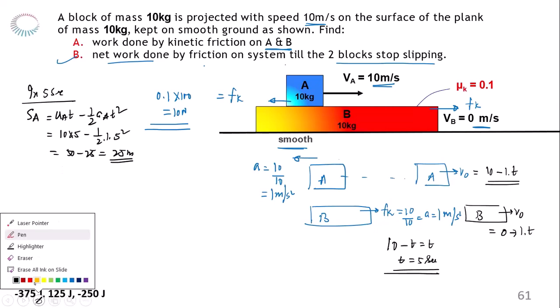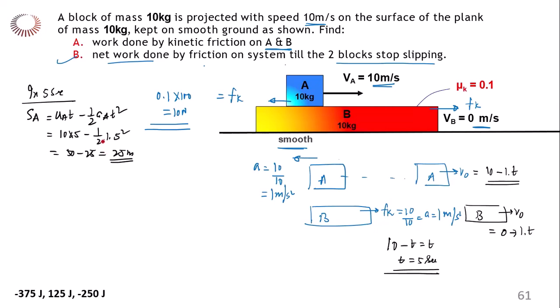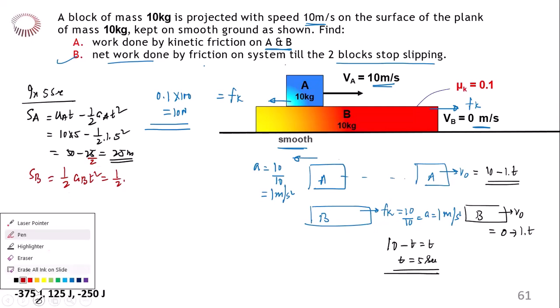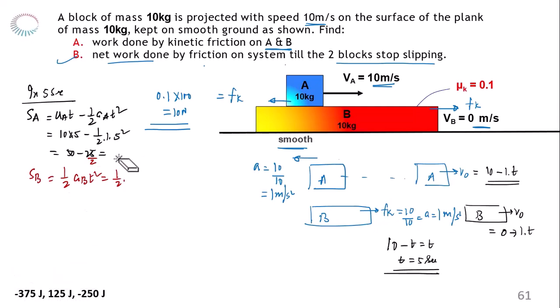Similarly, I can find the displacement of particle B. The displacement of particle B should be simply half a_B t square, half into 1 into 5 square, which is 25 by 2. So 50 minus 25 by 2 means 75 by 2.